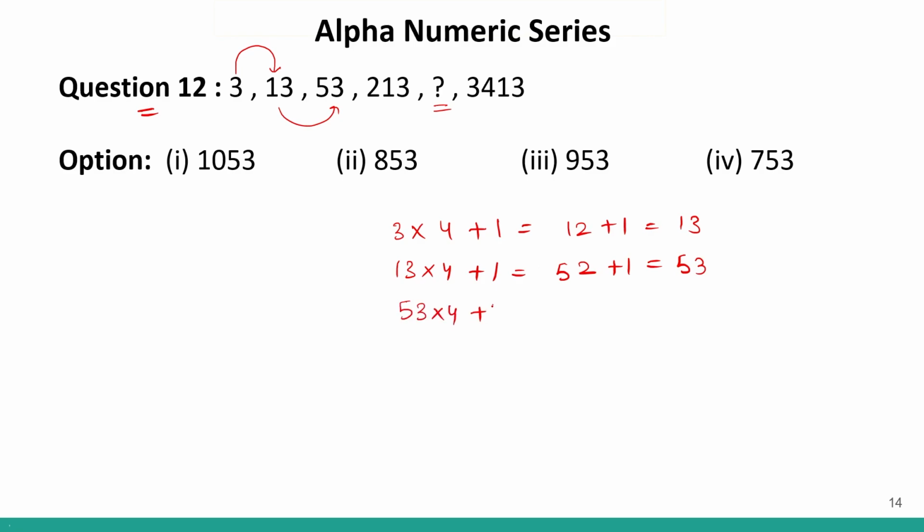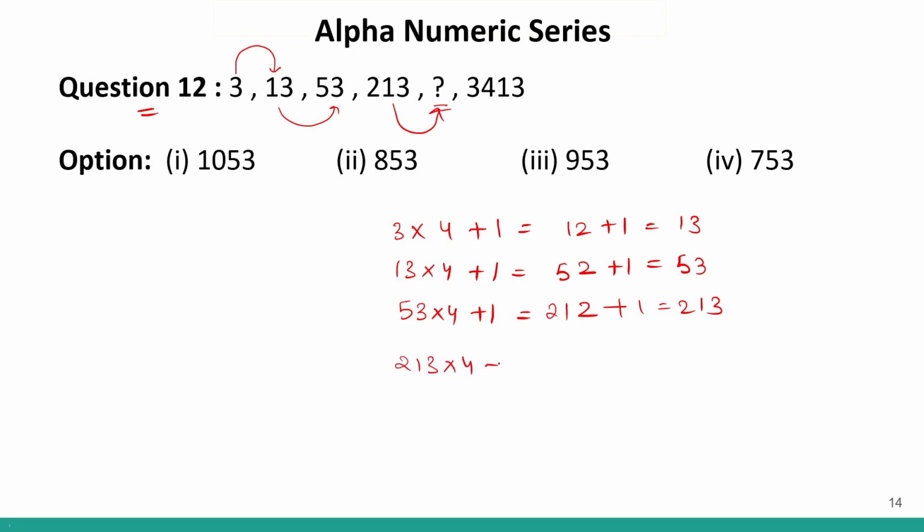53 into 4 plus 1 I'm doing. So this will be 212. Correct? This will be 212 plus 1 will give me 213. Now let us do the same thing to find this missing term.